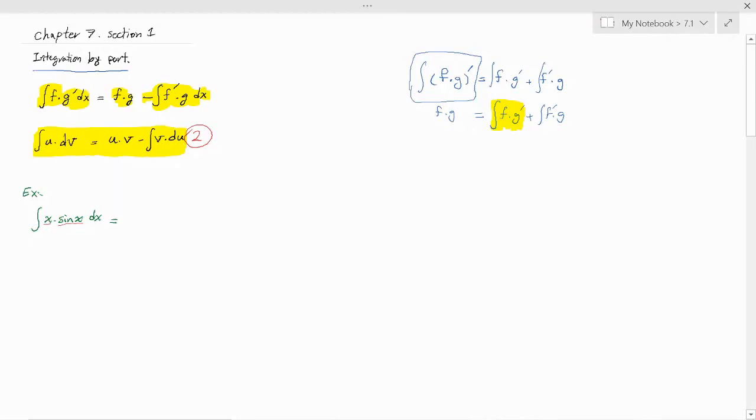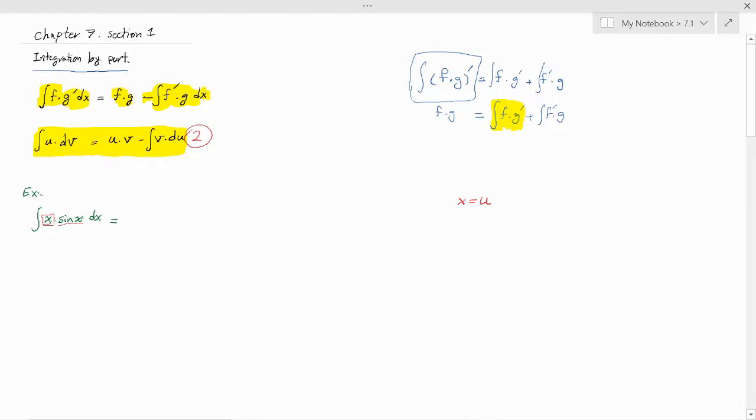So what we do is, we say, let's call x our function u. And the choice that you make to pick which one to be the function u, which one to be the function v, is normally you pick the polynomial to be the function u, because you want to get rid of that function. Every time you take a derivative, the degree of the polynomial will reduce. And we pick the trigonometric function to be our dv.